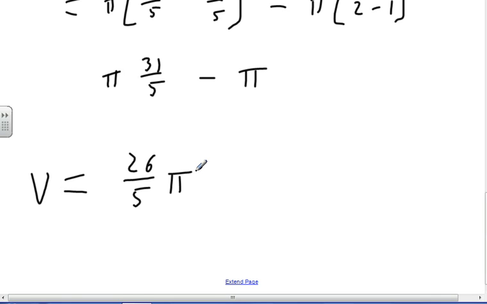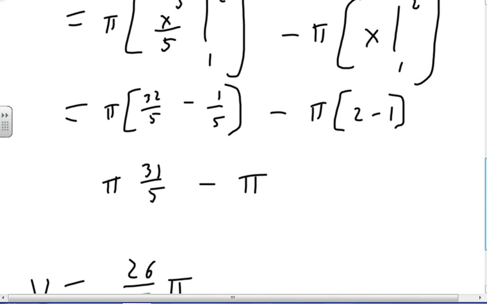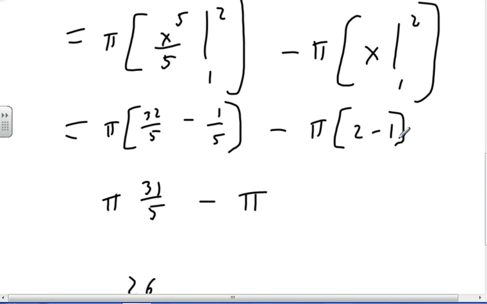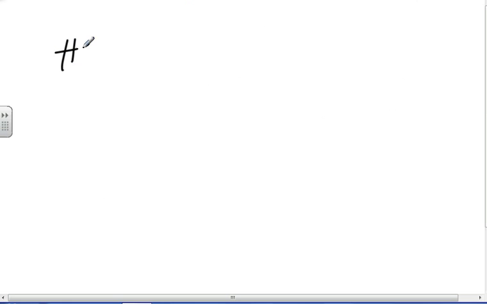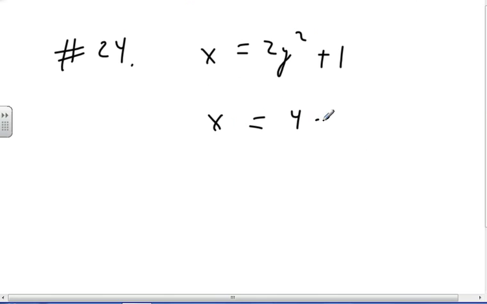All right, and next we're going to do 24. Okay, you got enough of that? Number 24. And we've got x is equal to 2y squared plus 1. And we've got x is equal to 4 minus y squared. And we're going to rotate this about the y-axis.